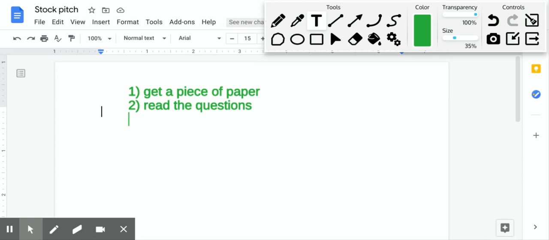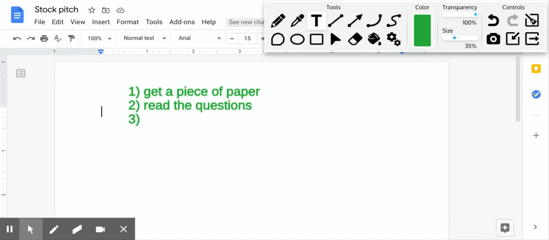So let's say question number 1 was, what do dogs eat? So on my piece of paper, I would just write, what do dogs eat? Food, dog food, anything like that. And it doesn't have to be in full sentences or pretty. It just has to be concise. It has to be concise and clear enough that you can understand what you're writing. So reading the questions really helps because you know what to look for.